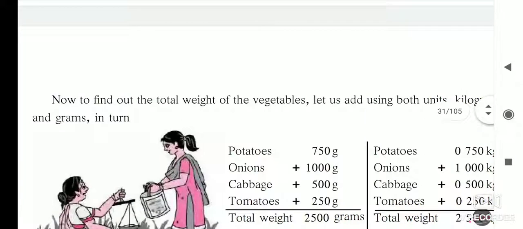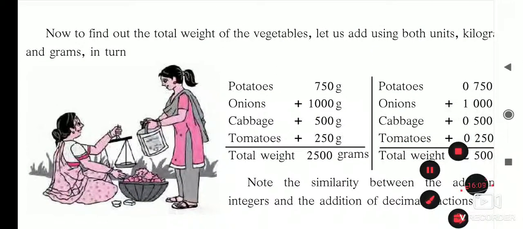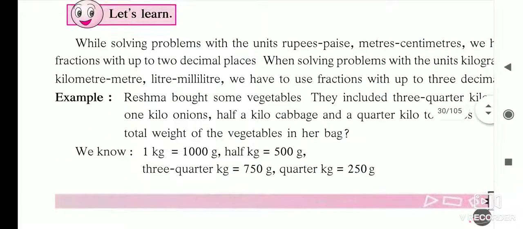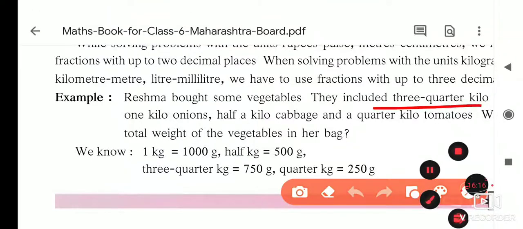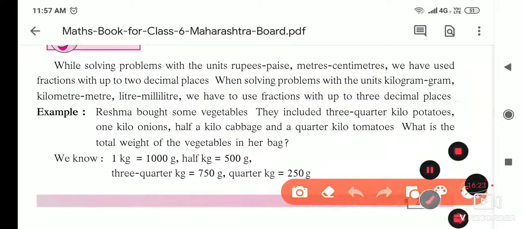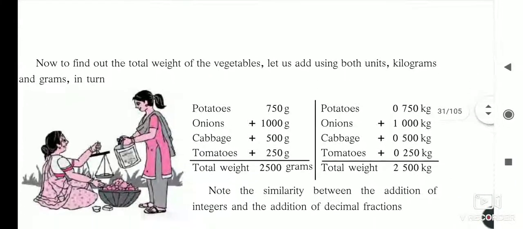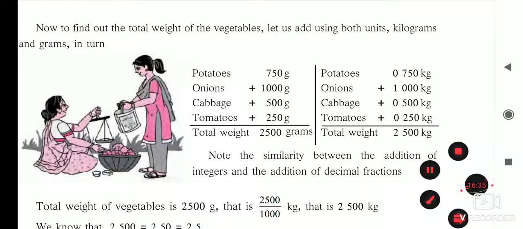Next point is what? Here we have to see what is the amount that she had taken. Okay, now find out the total weight of vegetables and let us add using both the units. So what she had taken in the question: 3/4 kgs of potatoes, 1 kilo onions, half kg cabbage and 1/4 kilo tomatoes. So this much is the vegetables she took. First we will do it using both methods.